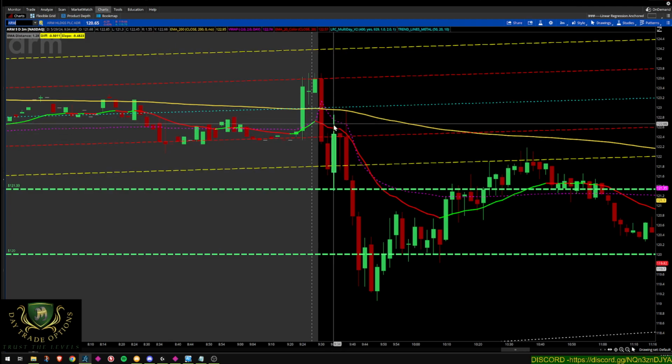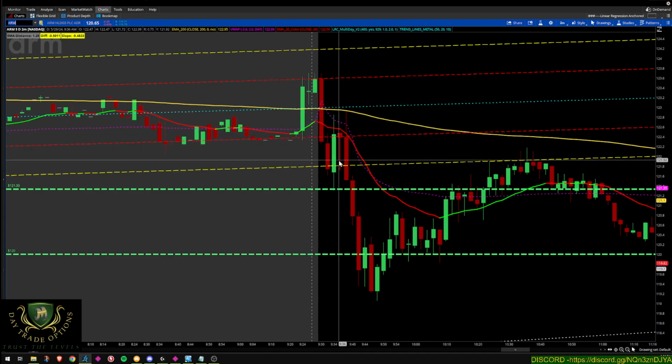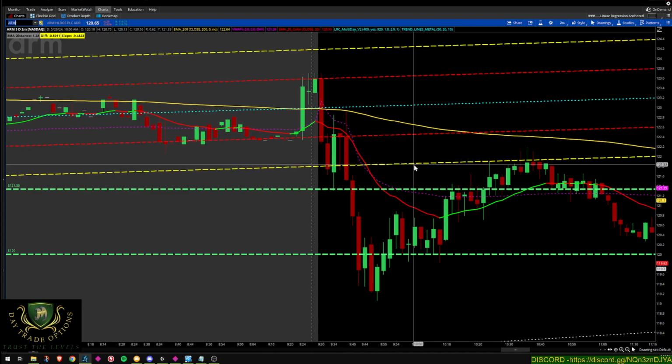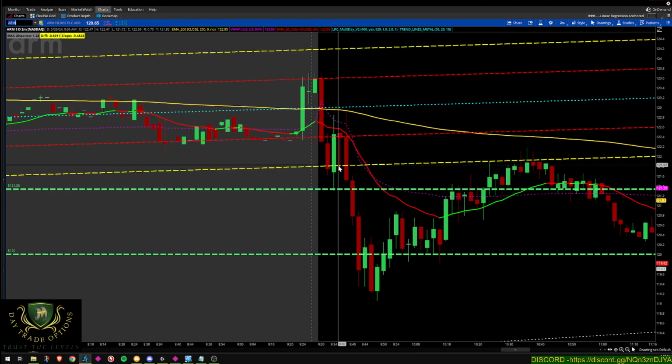I actually added in on this push back down below the 20. I think I may have taken a little profit on this tick of my bottom LRC. That's my second deviation. I scaled out again.